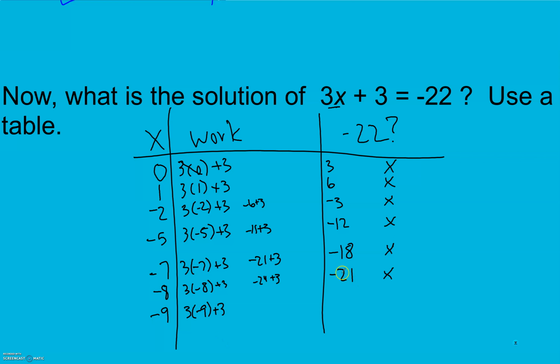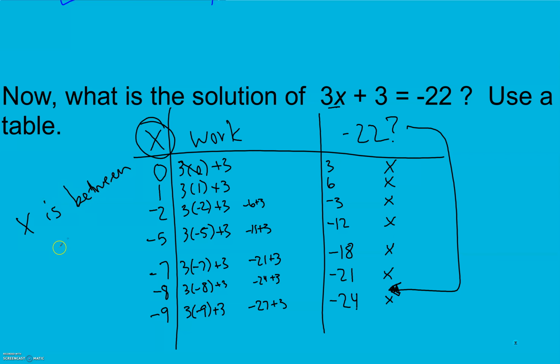Sorry, I'm still too big there. -21 is bigger than -22. -27 plus 3 gives me -24. And now I can stop because I have consecutive values, -8, -9, and -22 is in between them. So because my solution that I'm looking for is in between -21 and -24, and my x's are back to back, -8 and -9, I know that my x value has to be between -8 and -9.